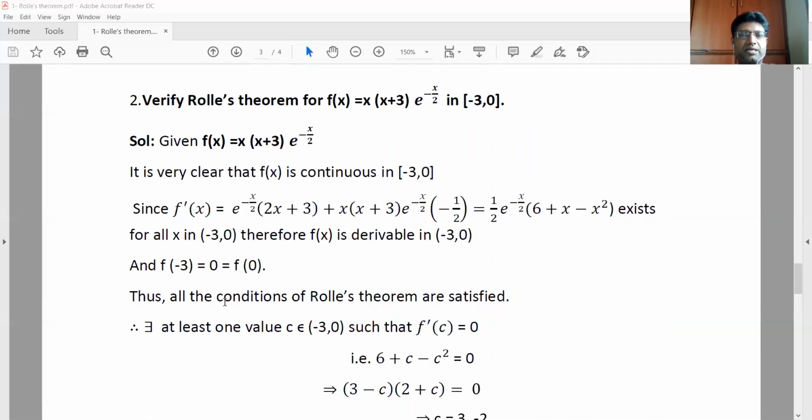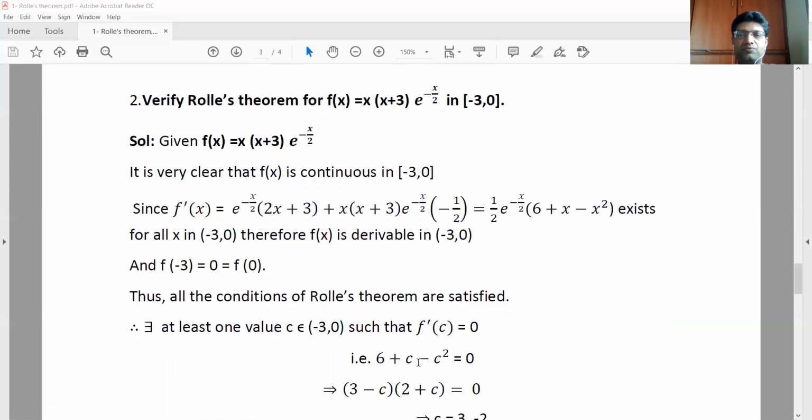So, whenever the conditions of Rolle's theorem are satisfied, according to Rolle's, there must exist at least one value c belonging to the open interval minus 3 comma 0 such that f dash of c equals 0. We already calculated f dash of x. Just replace x with c. So you will get 1 by 2 e power minus c by 2 into 6 plus c minus c square equals 0.